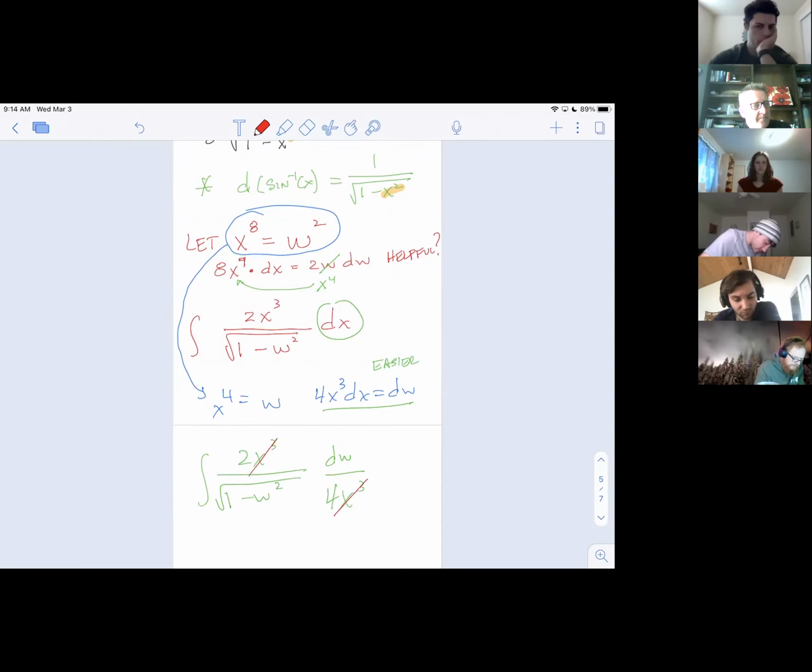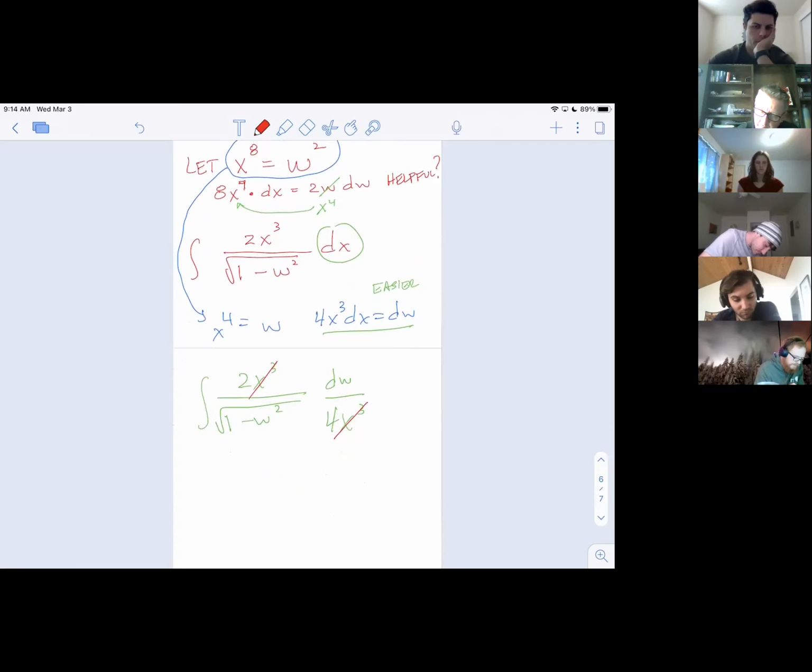Now I'm home free because I have a 2/4, but that constant can come out front. And now I have exactly what was required to switch out for inverse sine.